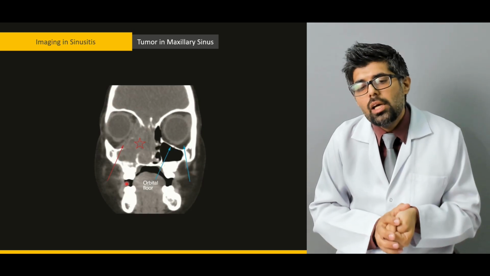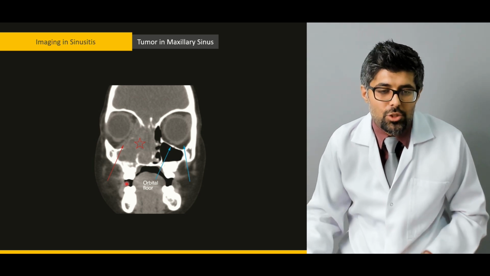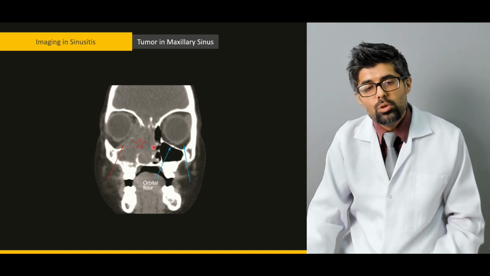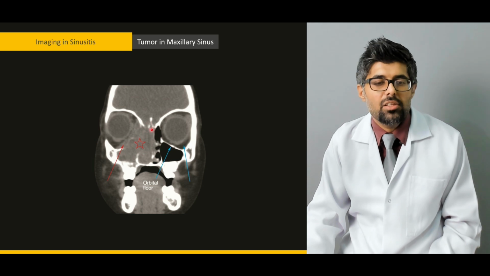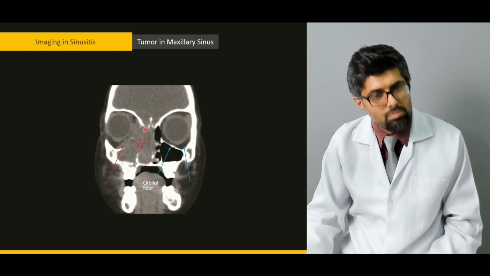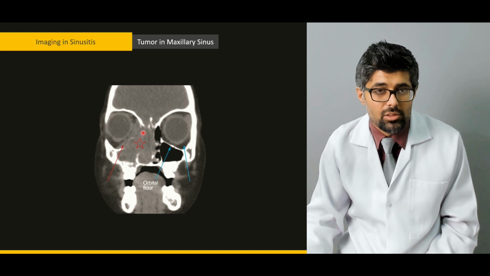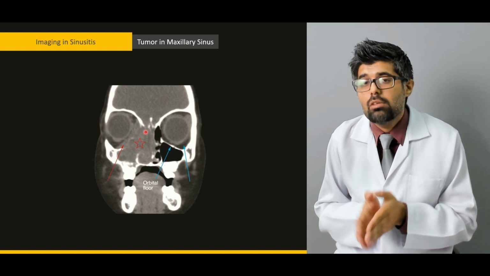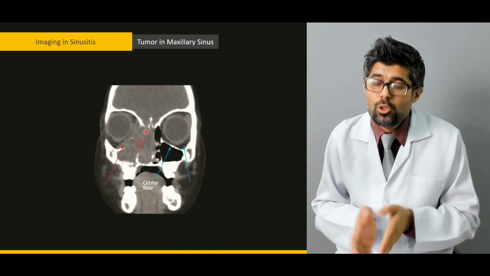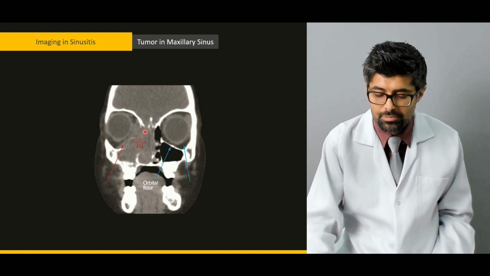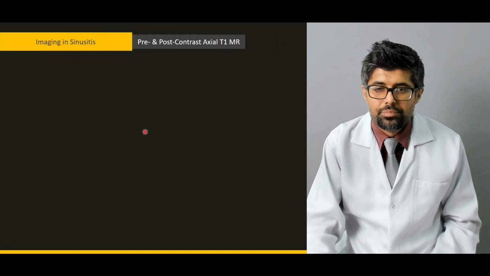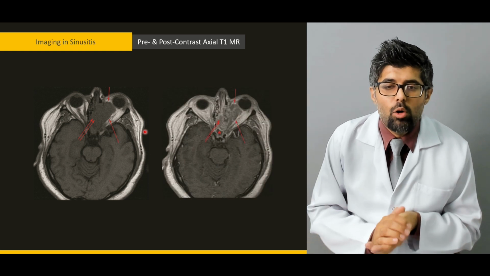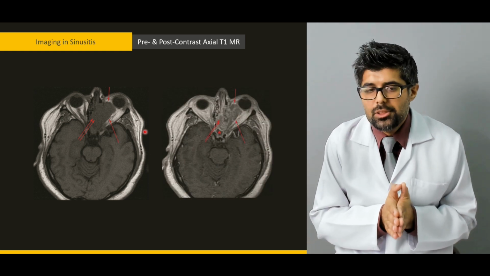Now, there is a tumor in the maxillary sinus of the patient here, and it is invading and infiltrating inside the nose, inside the ethmoid sinus, and maybe even the sphenoid sinus. So, another indication of imaging in sinusitis is tumors or malignancies. Here is an example of how we can find out such malignancies.